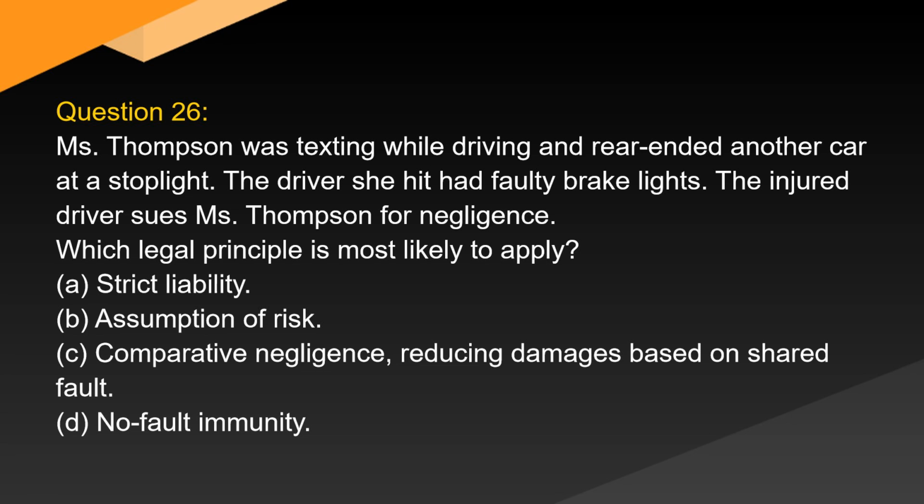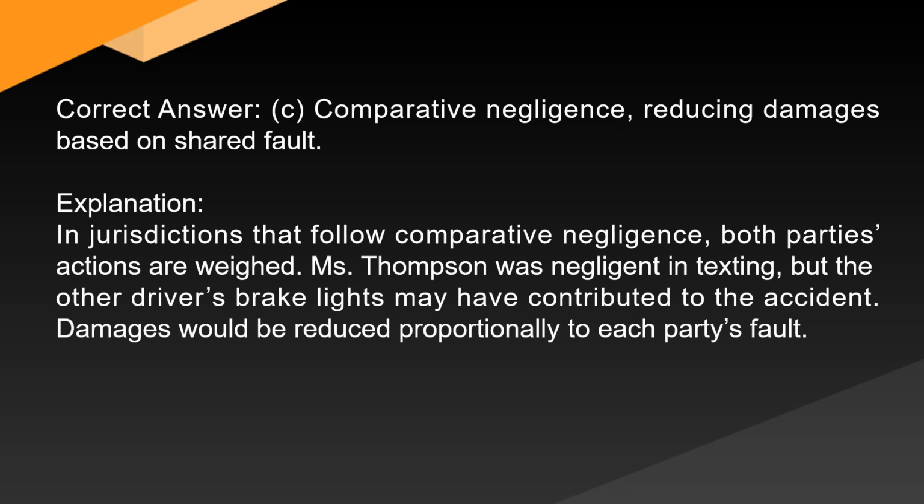A. Strict liability. B. Assumption of risk. C. Comparative negligence, reducing damages based on shared fault. D. No-fault immunity. Correct answer: C. Comparative negligence, reducing damages based on shared fault. Explanation: in jurisdictions that follow comparative negligence, both parties' actions are weighed. Ms. Thompson was negligent in texting, but the other driver's brake lights may have contributed to the accident. Damages would be reduced proportionally to each party's fault.